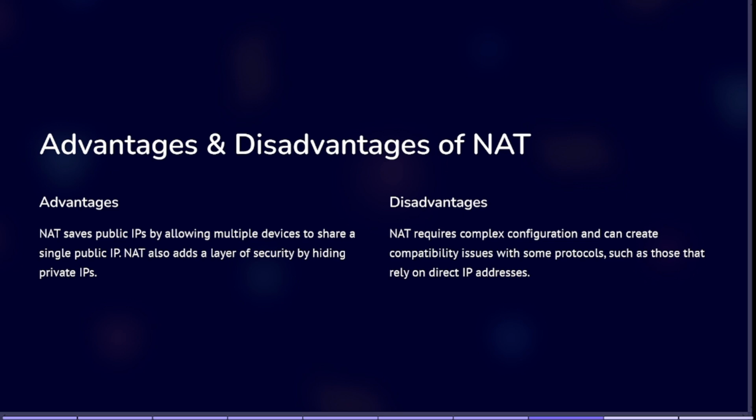It also has disadvantages, because there is nothing perfect on earth. However, NAT isn't perfect. Configuring NAT can be complex, and certain protocols like VoIP may face compatibility issues due to address translation.